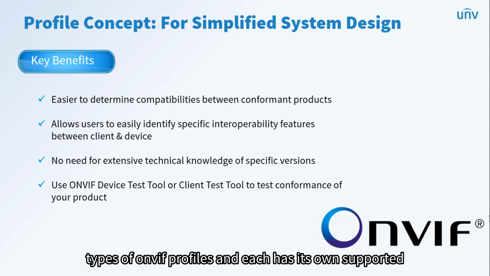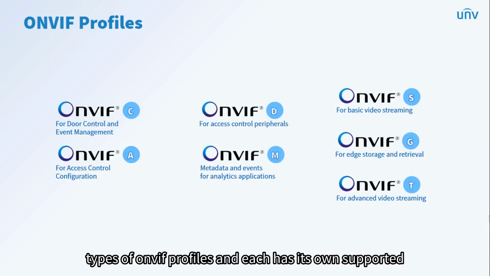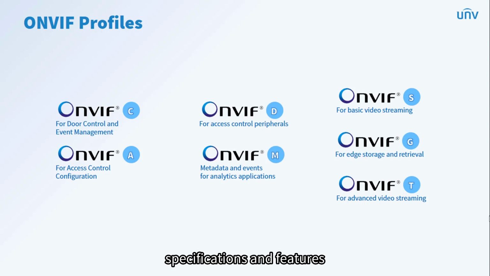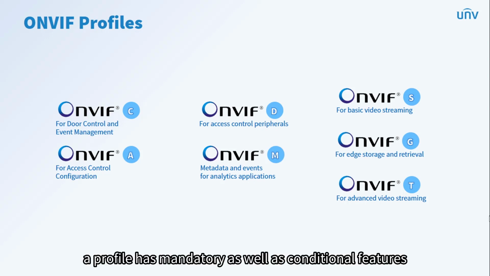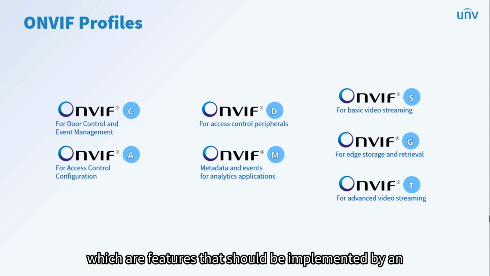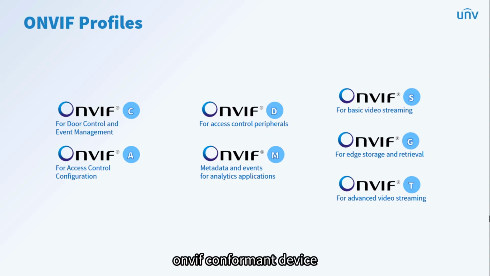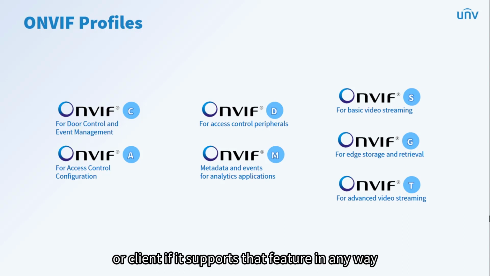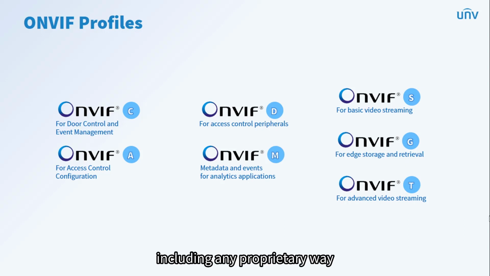There are 7 types of ONVIF profiles and each has its own supported specifications and features. A profile has mandatory as well as conditional features, which are features that should be implemented by an ONVIF conformant device or client if it supports that feature in any way, including any proprietary way. Specifications for profiles cannot be changed to ensure backward compatibility. Clients and devices can support more than one ONVIF profile.